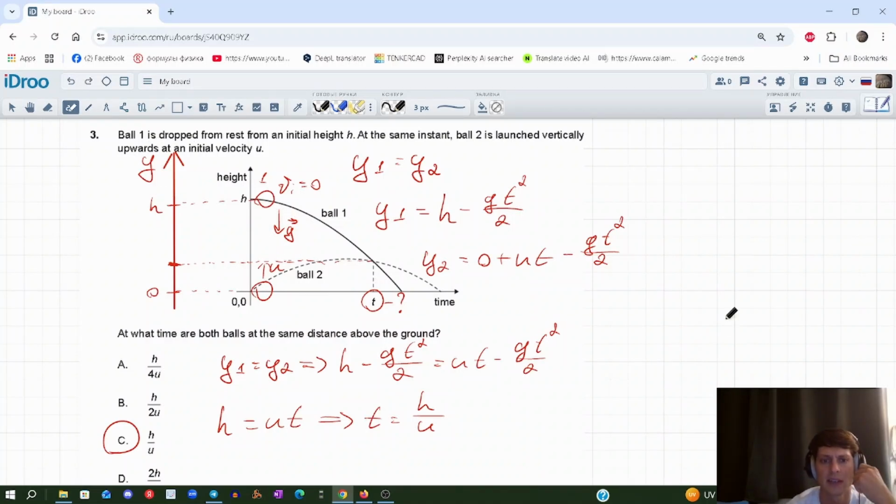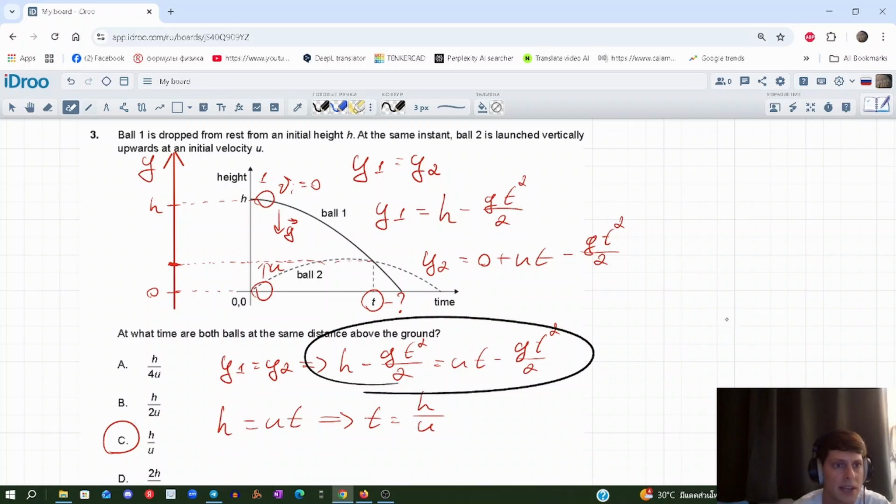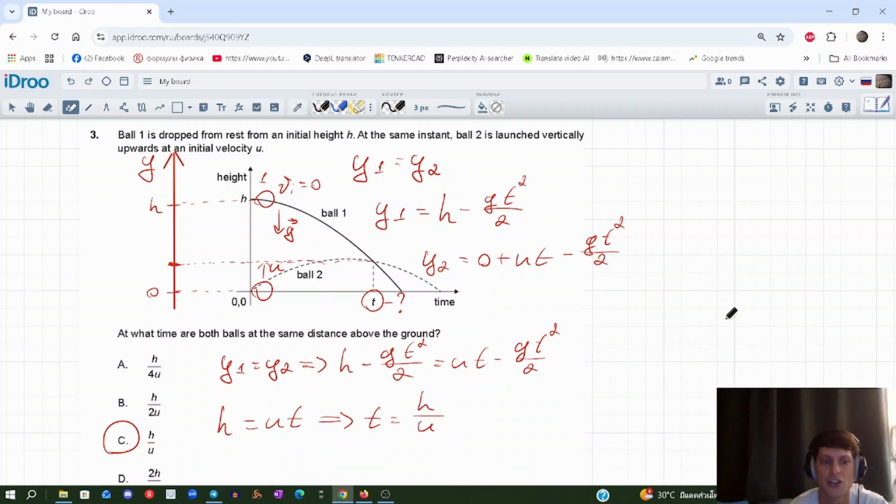And for the second ball, y2, the final position of the second ball equals 0, its initial position, plus ut minus gt squared over 2. Again, it has the same acceleration directed downwards against the y-axis, so it's negative as well. And then we just equate them, and we will get this equation, and we will get that t equals h over u. So this is option C.